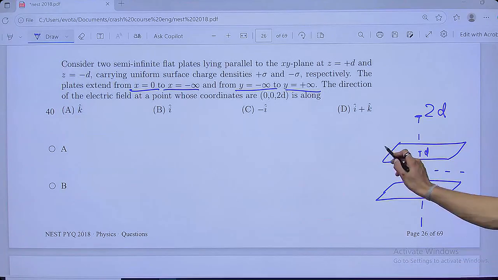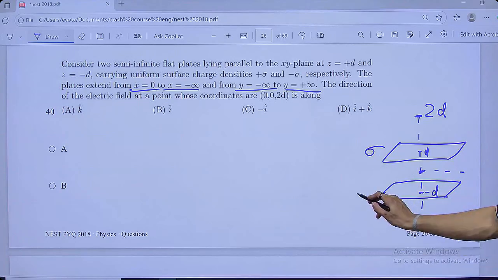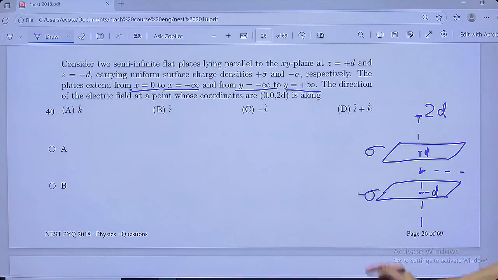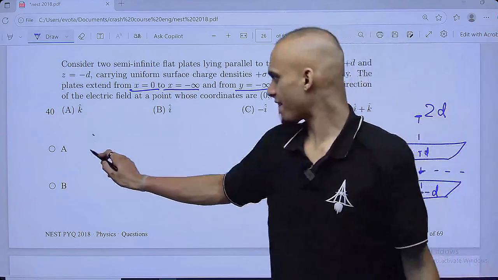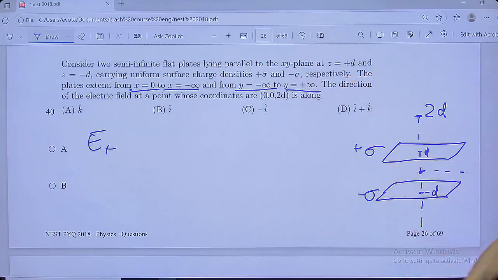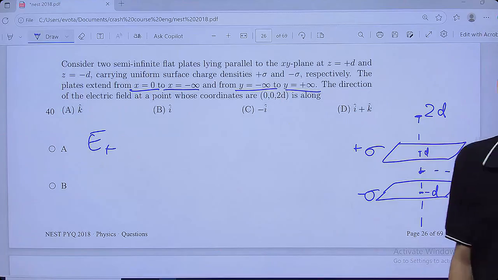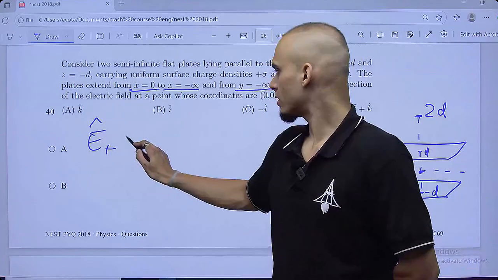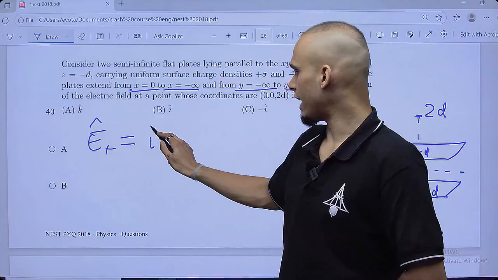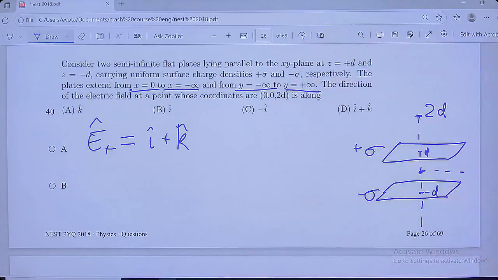Right? If this carries a density of sigma and this carries a density of negative sigma, then the electric field due to positive sigma should be away from the x-axis and away from the z-axis also. It should be a repulsive electric field. So the direction will be i cap plus k cap. I cap plus k cap will be the direction of the electric field due to the semi-infinite plate plus sigma.